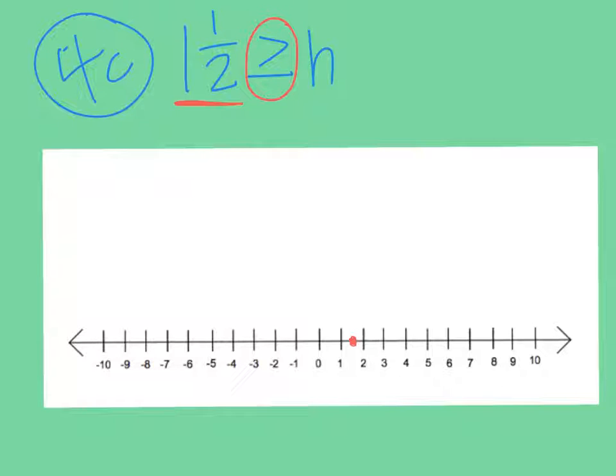And then I do the same step that I did before. So it's saying that h could not be greater than 1.5. It'd have to be equal to or less than. So again, my arrow will be drawn this way on my number line.